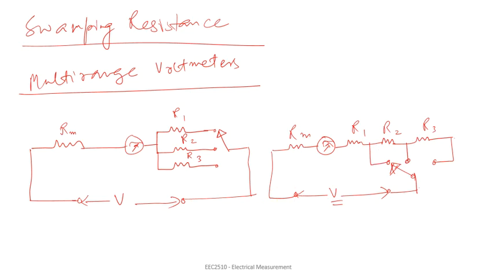The difference between the two circuits is quite visible. In this circuit only one of these multiplier resistances will be in the picture, either you connect R1 or R2 or R3, whereas in this circuit R1 will be in circuit, or if the switch is at this position then R1 plus R2 will be in circuit, or if the switch is at this position then R1 plus R2 plus R3 will be in circuit. Of the two circuits, the second circuit, shown on the right hand side, is least expensive to construct.